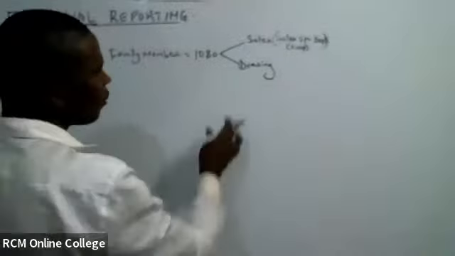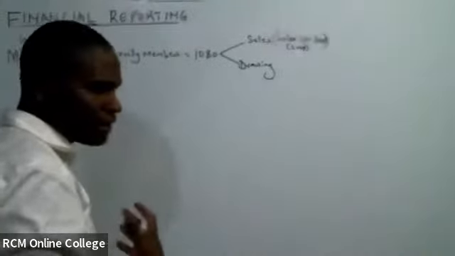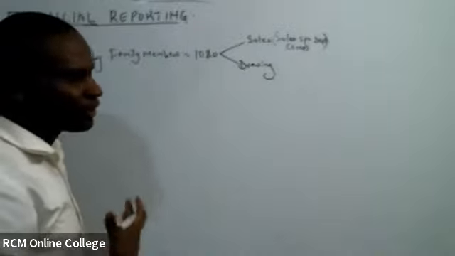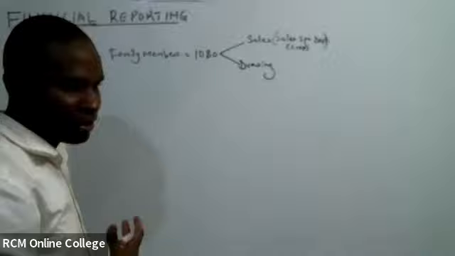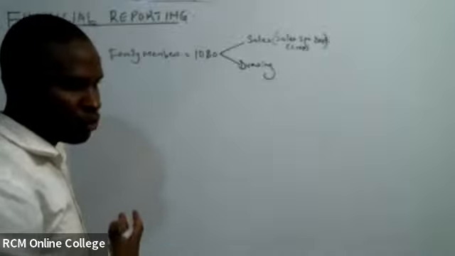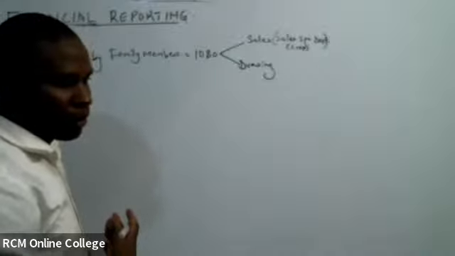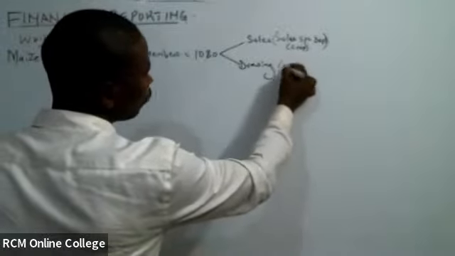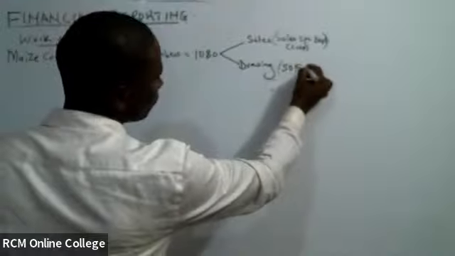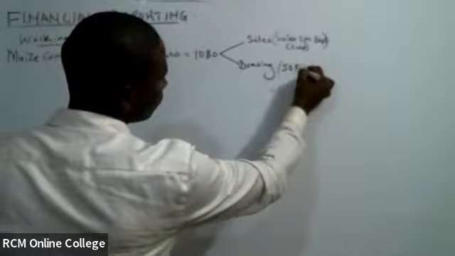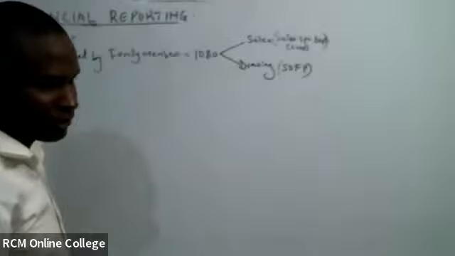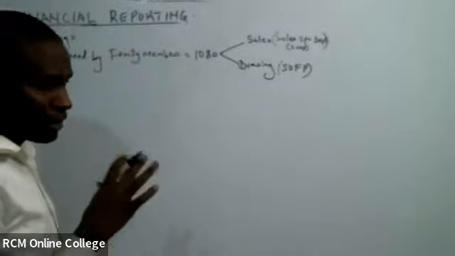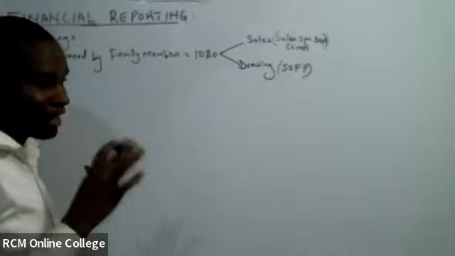And then what will be the drawing? Which account or which statement will be affected by the drawing? It is the statement of financial position. Yes, balance sheet. Statement of financial position. Once you're done with that, you can proceed to the next item.